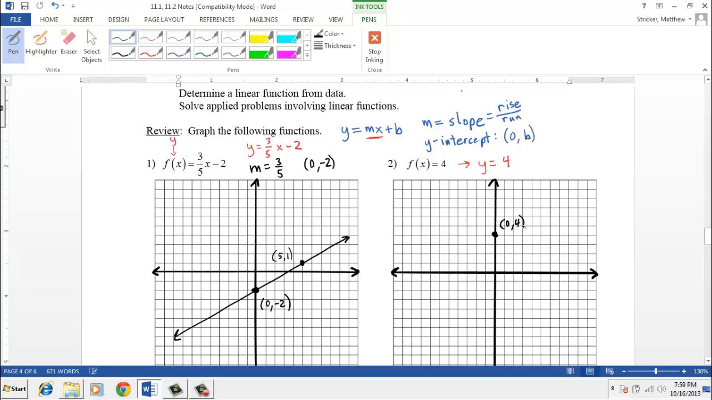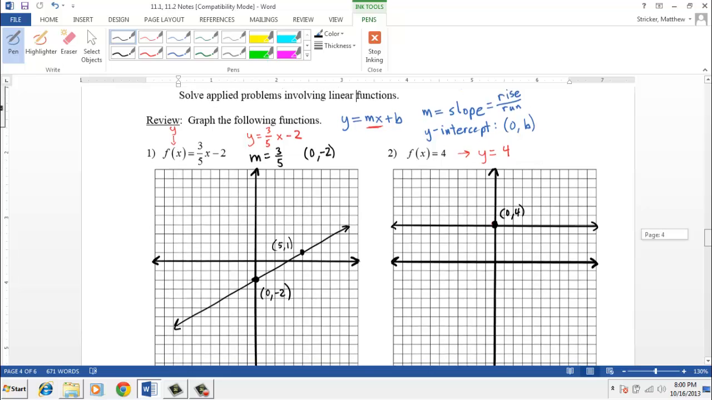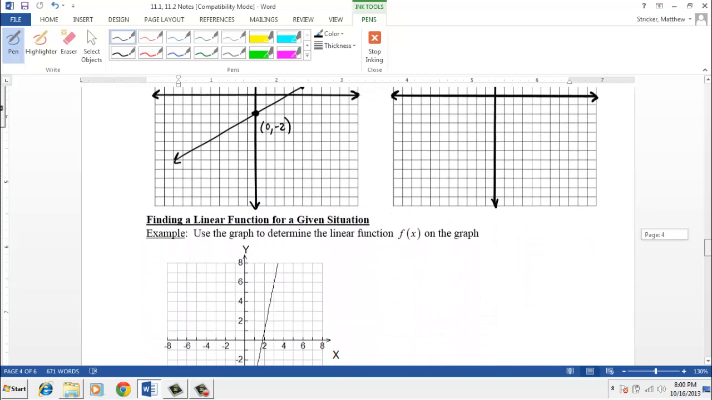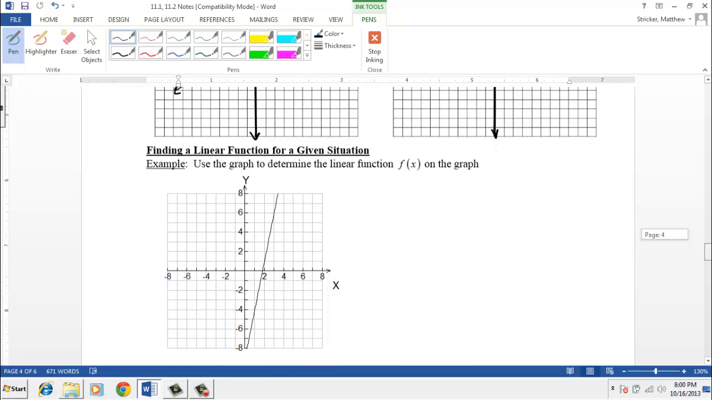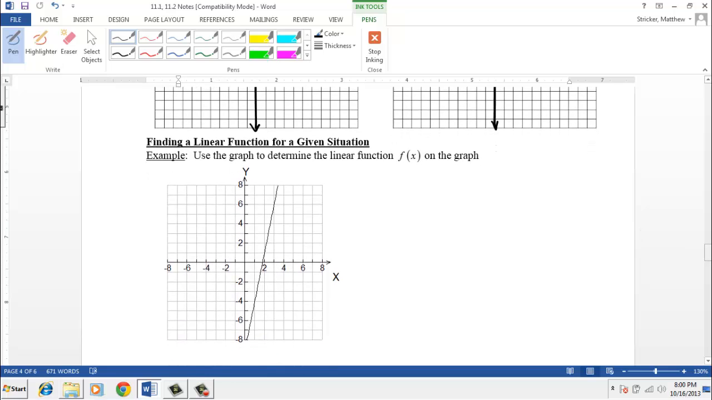And if we draw a horizontal line through that point, every point on that line has a y value of 4. So that's how we would graph that one. Now let's do the opposite. Let's take a graph, excuse me, and come up with the function.